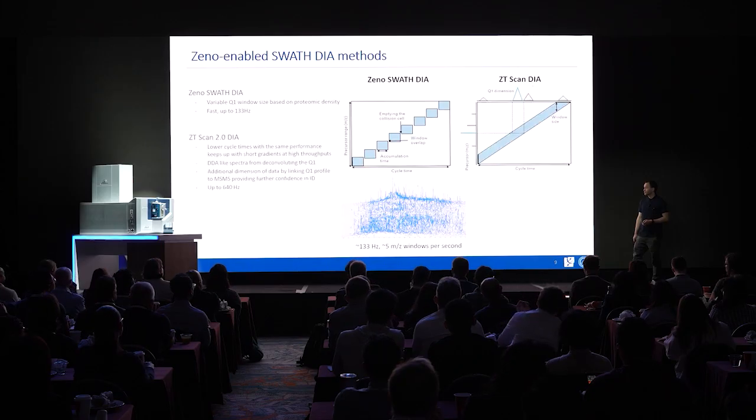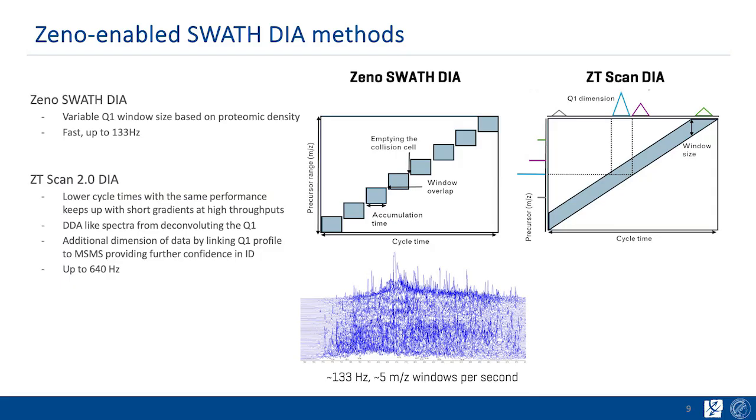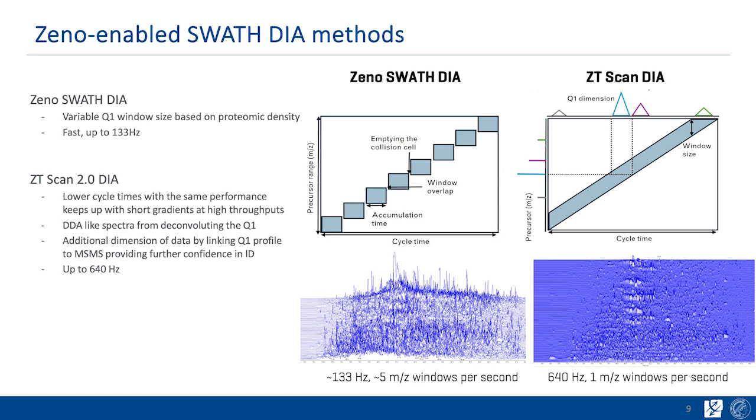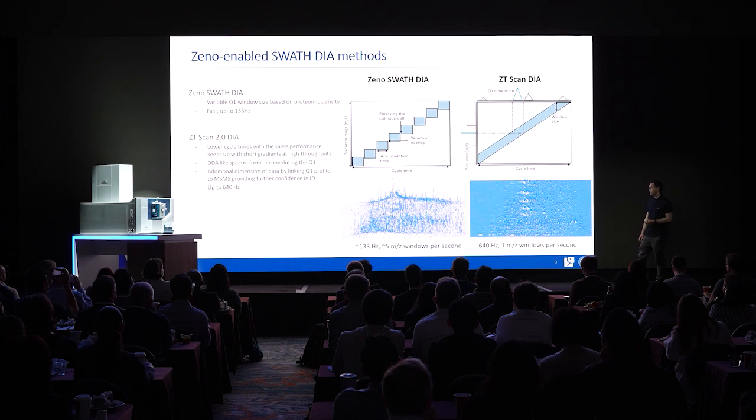And if you compare this to ZT scan, you don't have these overhead issues anymore. You have a continuous scan acquisition, and you basically save a lot of time. What this means effectively is that you can run now at 640 Hertz and have a much smaller effective window of 1 Thomson, which not only gives you more speed or more efficient quantification, but also a higher selectivity.